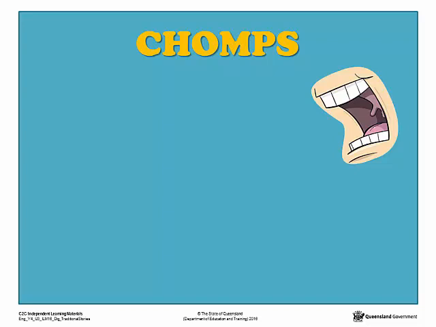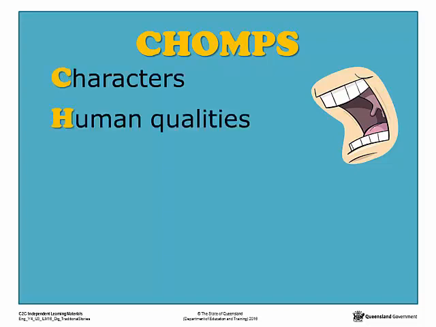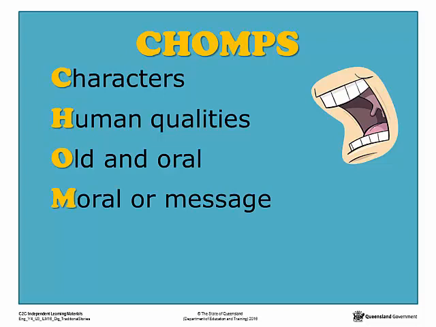You're going to use the word CHOMPS in this unit to help you remember the different parts of folk tales. The C stands for characters, the H stands for human qualities, the O stands for old and oral. Oral means spoken. The M stands for moral or message. The P stands for purpose, and the S stands for structure. Let's have a look at each of these in a little more detail.